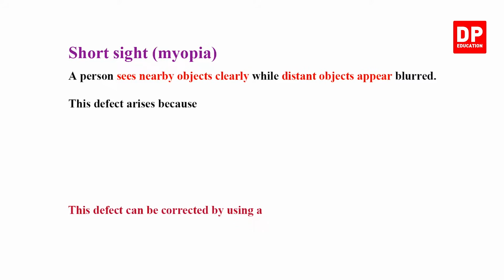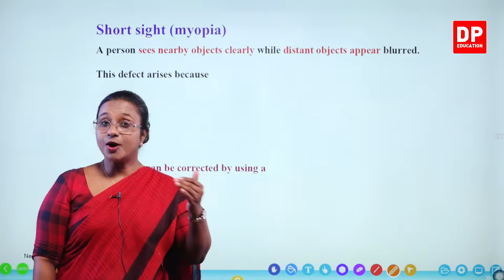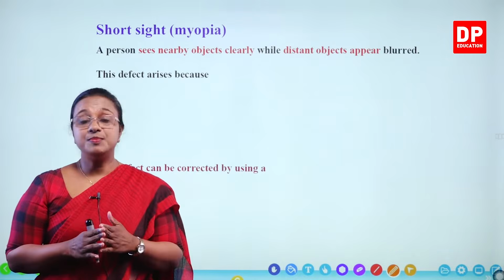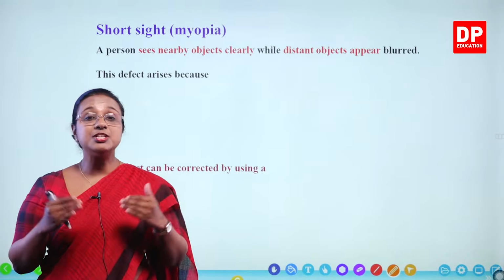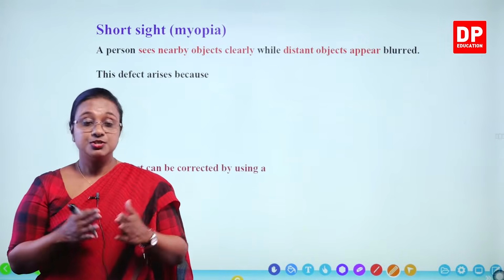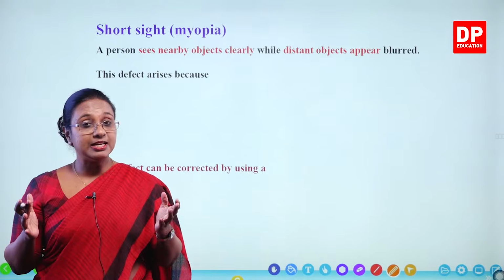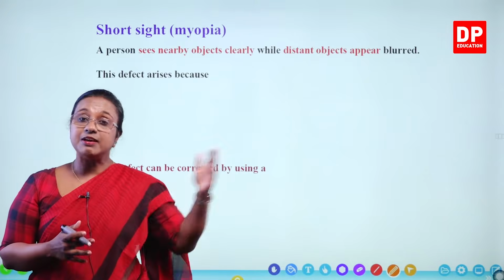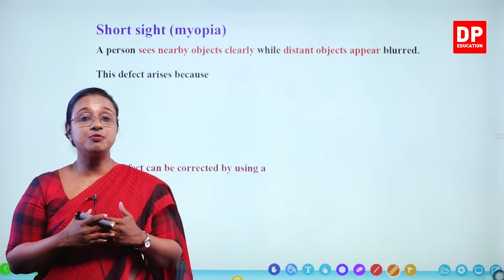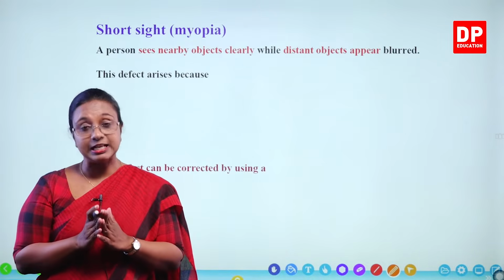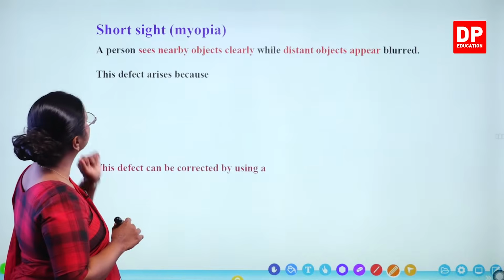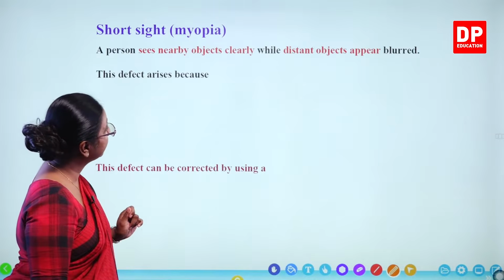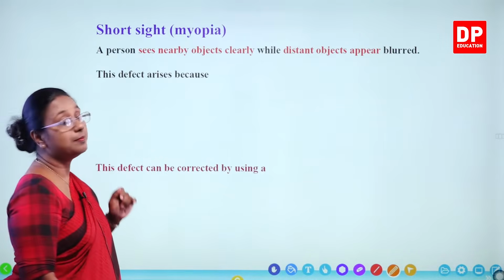Short sight or myopia. So from the name you all know, you can see objects that are closer to you very clearly, but the person finds it difficult to observe faraway objects, or the image of the faraway object looks blurred. So let's say you are reading a book, you can read it clearly, but when you want to look at something, maybe the moon or the stars or even a bus coming very far away, a building that is far away from you, those images will not be very clear. So that condition or the defect is known as short sight or myopia. A person sees nearby objects clearly while distant objects appear blurred.